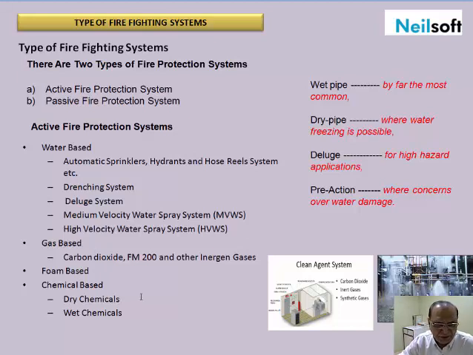The gas-based fire protection systems are generally carbon dioxide, FM200, and other nitrogen gases. Foam-based system: this type of fire protection system is used for flammable liquids like diesel, petrol, etc. And the chemical-based systems are applied with dry chemicals and wet chemicals for different kinds of hazardous materials.